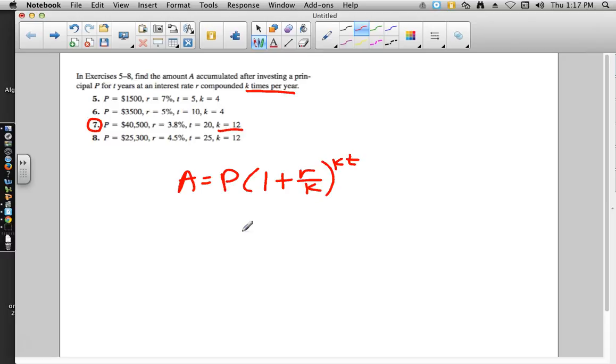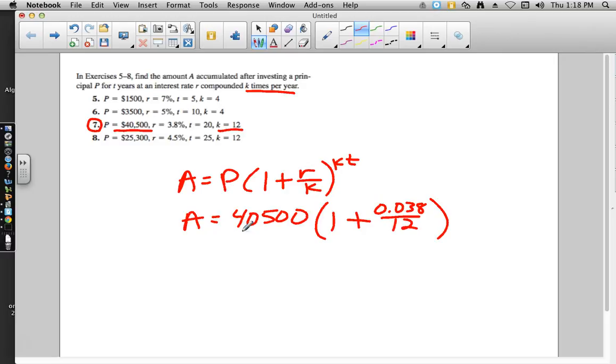So we want to know how much is in there, that's A, if we put in $40,500, that has an interest rate of 3.8, so 0.038, because we still have to change that into a decimal if we're going to do calculations with it. And that needs to be divided by how many time periods we're talking about, and we are talking about months, so that means a 12.